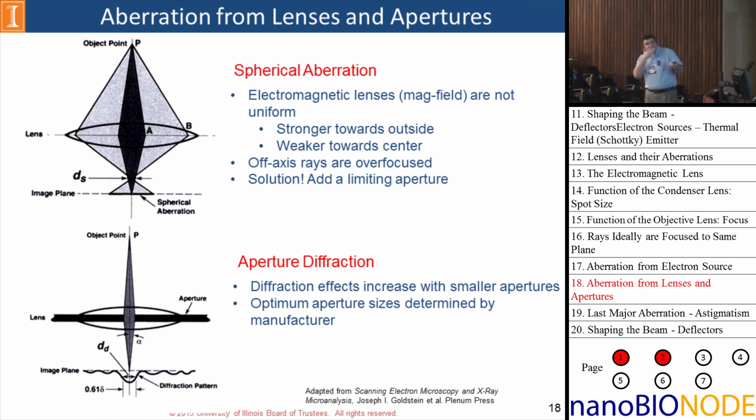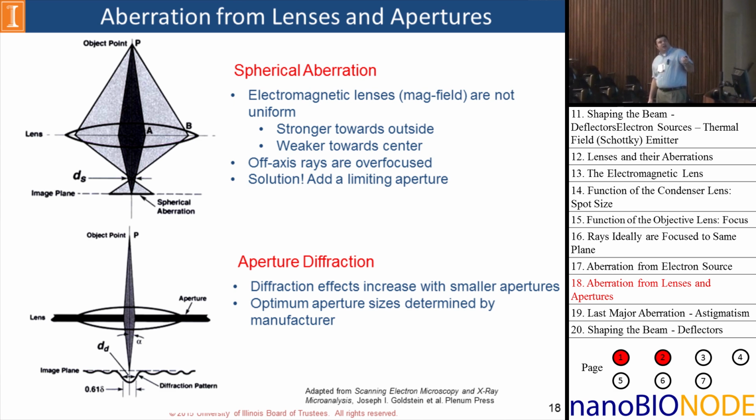What spherical aberration is, is that electromagnetic lenses are not uniform throughout the radius of the column. Focusing action becomes stronger towards the outside, so ray paths that are passing, for instance, from P to B here tend to get over-focused, whereas ray paths, for instance, P to A, which are closer to the optic axis, now get focused approximately where we want them to be. Where this comes from is, actually, sorry, I'm getting a little ahead of myself there.